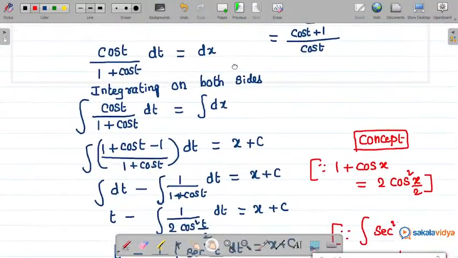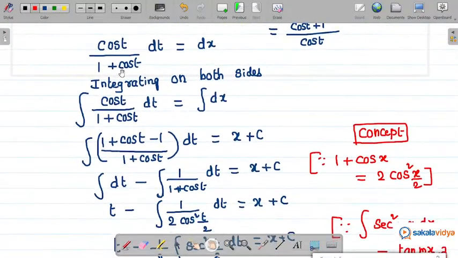cos t by 1 plus cos t dt is equal to dx, integrating on both sides. So, integral of cos t by 1 plus cos t dt is equal to integral of dx. This cos t we can write as add 1 subtract 1, so 1 plus cos t minus 1 by 1 plus cos t dt. 1 plus cos t by 1 plus cos t gives 1 into dt, minus integral of 1 by 1 plus cos t dt, and integral of dx is x plus a constant of integration, right.